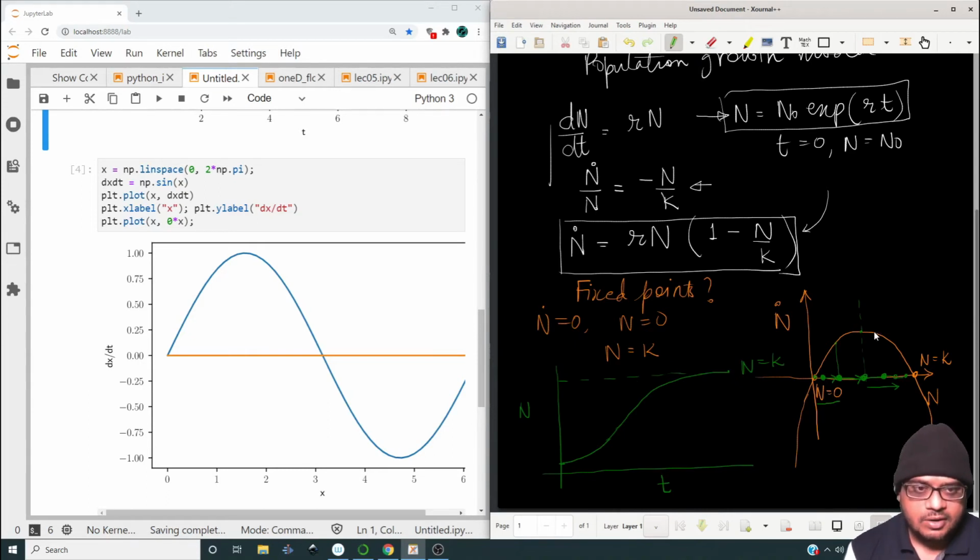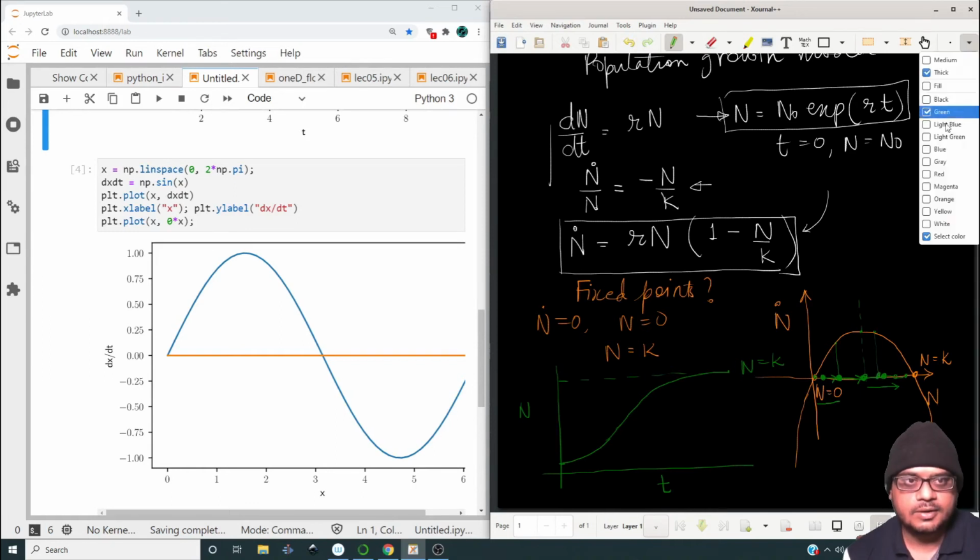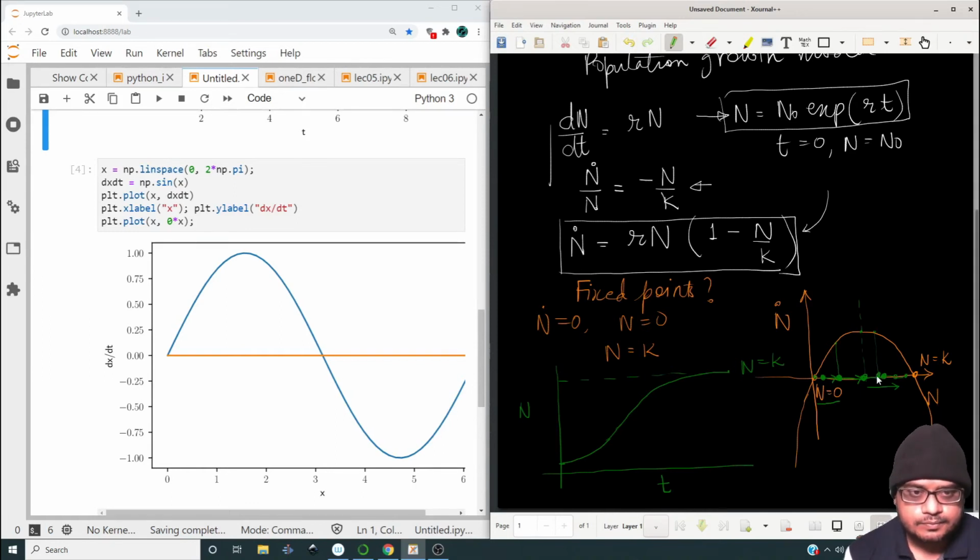Now, if we have an initial condition somewhere over here, then what happens? We are already at a point where N dot is positive and we are moving towards N equal to K. But as we start moving towards N equal to K, we are in a region where N dot has reduced. So it will slowly move towards N equal to K.